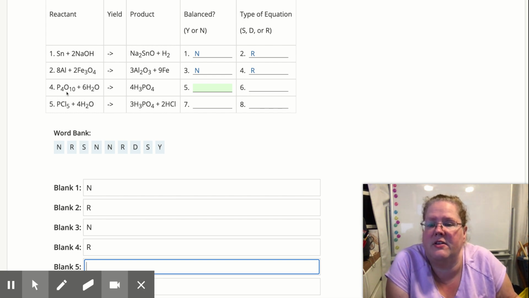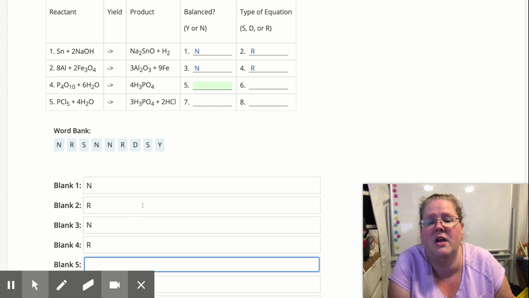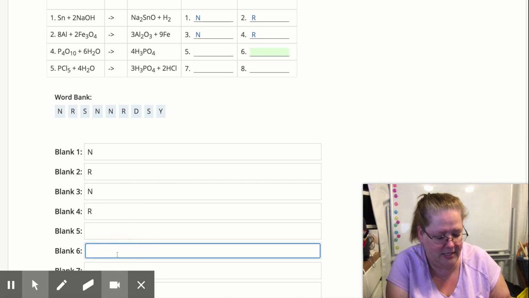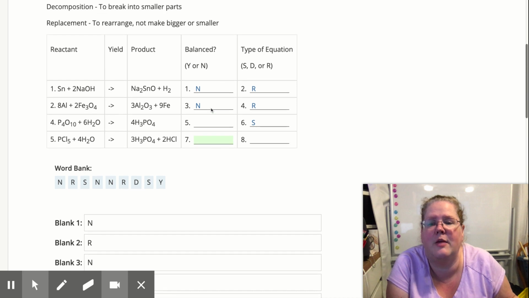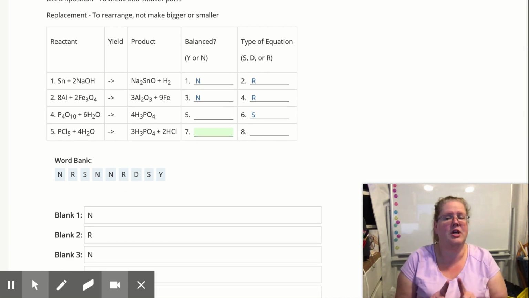I've got two stuck together. I've got two stuck together. I have 1, 2, 3 different items all stuck together. There's no add sign. This is a bigger molecule than this one because this has 2 and 2, but this has 3. So that is bigger. It is synthesis. It is a reaction that got a bigger product. Now we need to check and see if it's balanced.